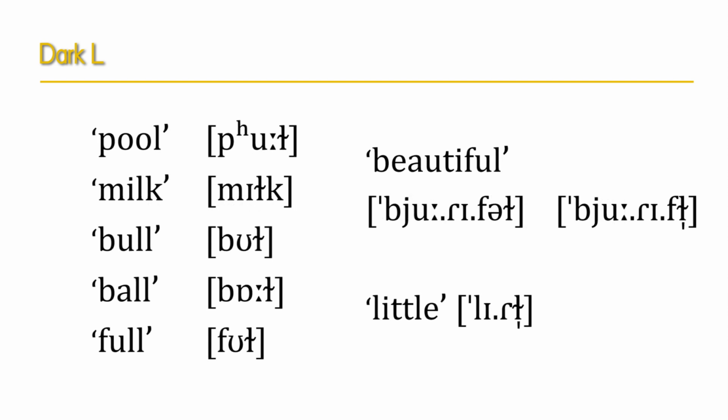So similar examples are little. Little, this is a tapped t, little. Again, this is the rhyme. So you don't need to worry about the nucleus. You don't need to worry whether it's the nucleus or the coda. All you have to worry about is, is it in the rhyme or not? So even in the word little, it is the dark L.